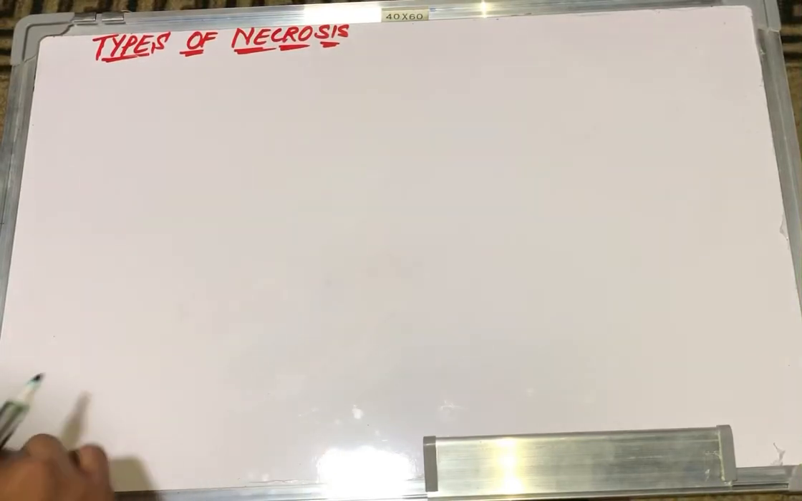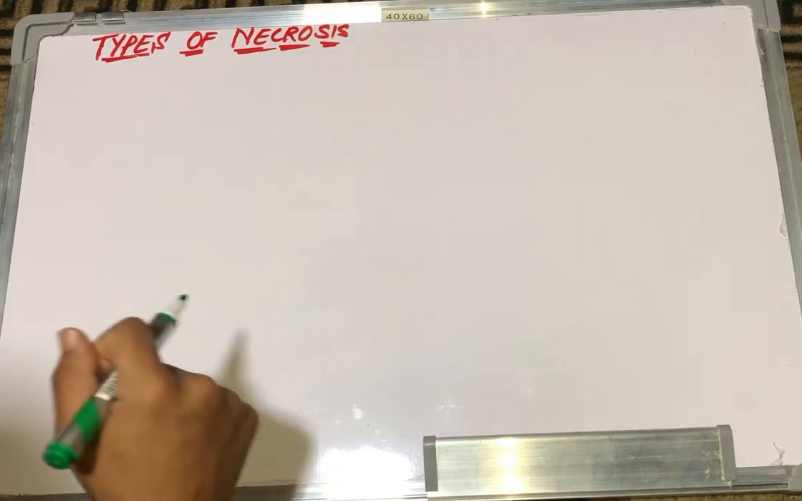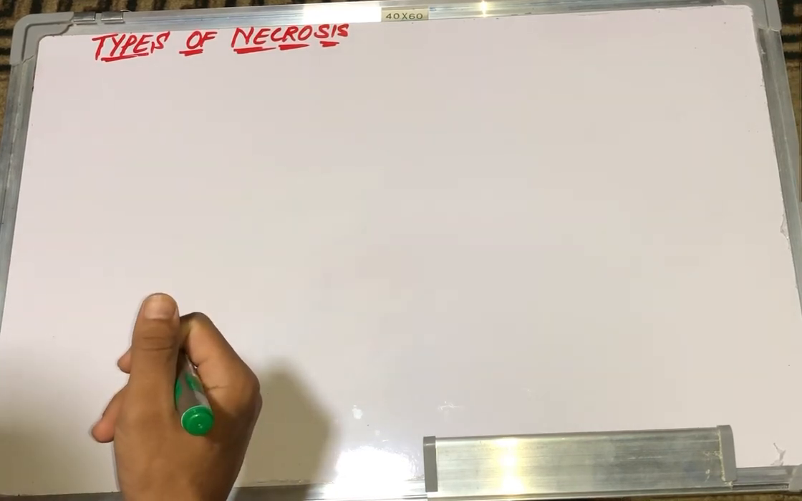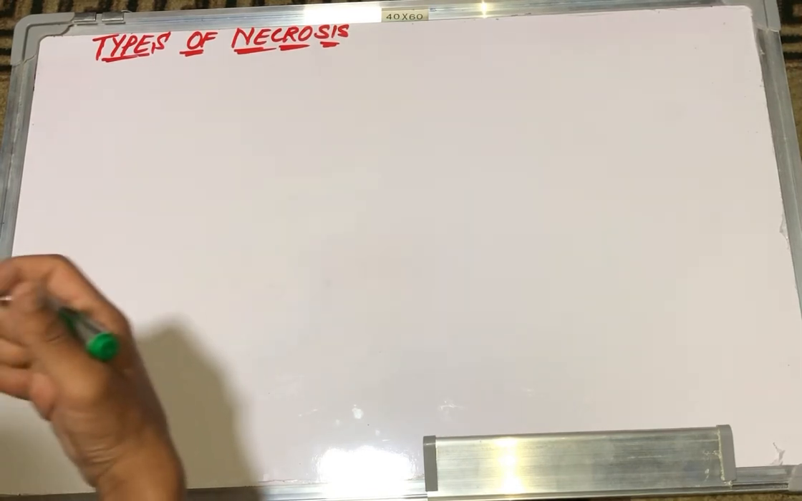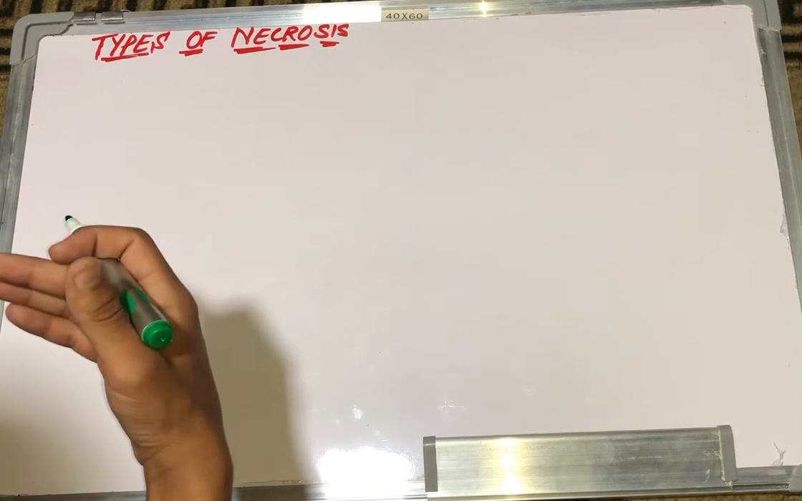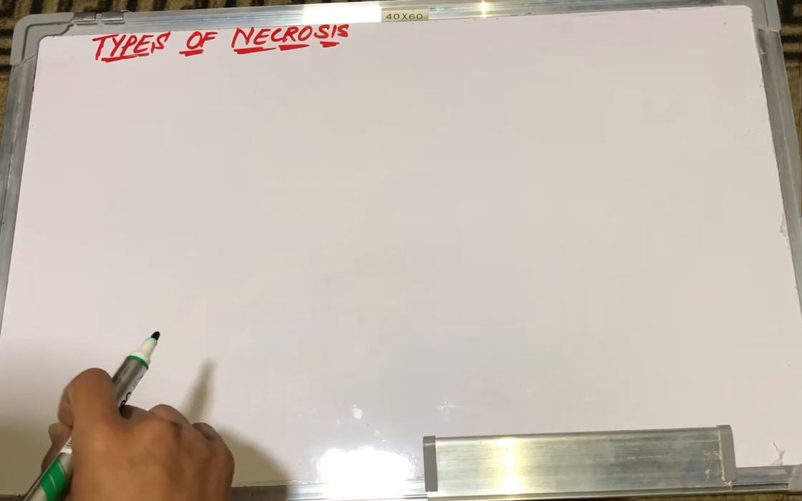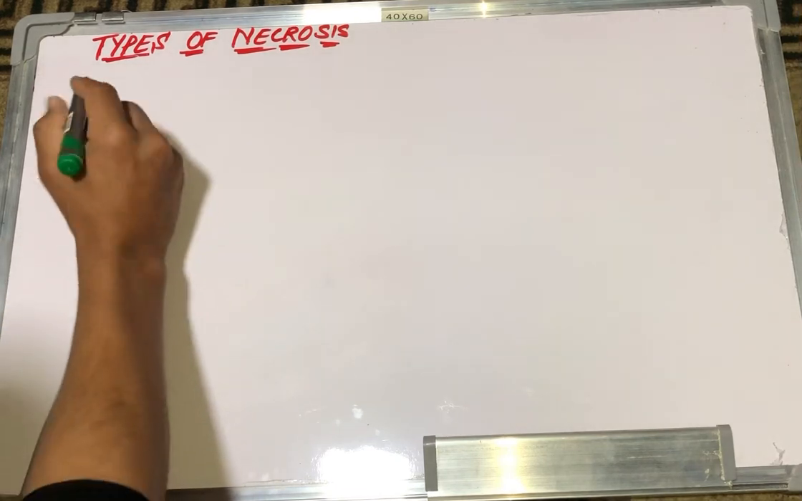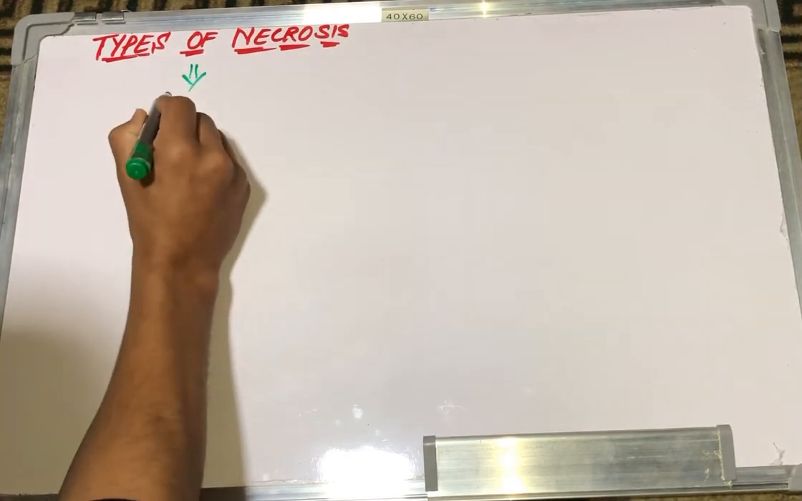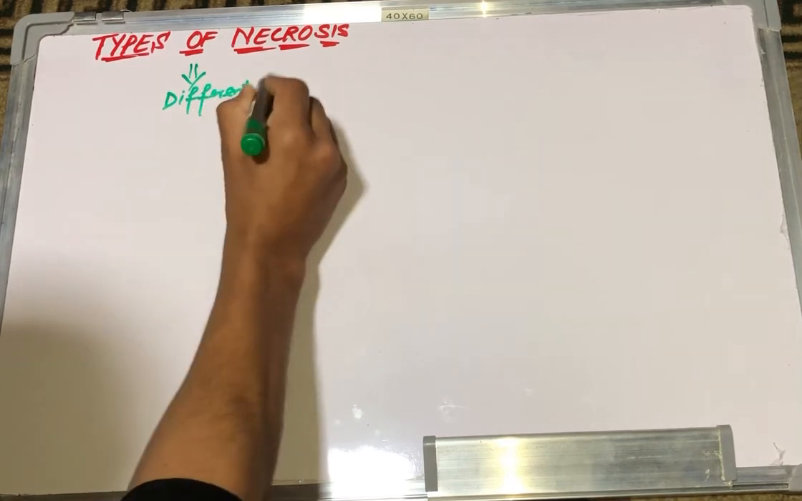Hello guys, as we have started our topic about necrosis, we defined necrosis and we also studied the changes that occur inside the cytoplasm and inside the nucleus during necrosis. Now we are coming towards the types of necrosis. In this video we will study the types of necrosis. So necrosis occurs in different types.